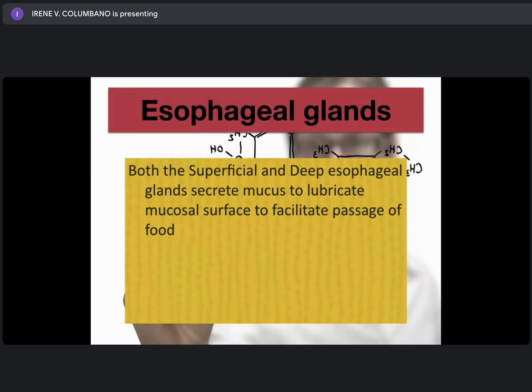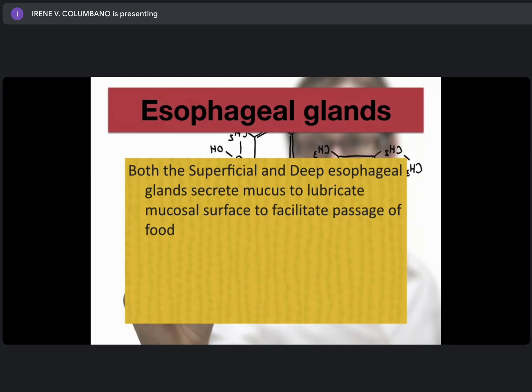no? Papunta sa stomach. Anong tawag natin doon sa food na nasa mouth natin, oral cavity, habang nginunguya natin siya hanggang sa makarating siya sa esophagus? Anong tawag doon? Tapos pag, yes, Alejandrino. Very good, no? Bolus, no?